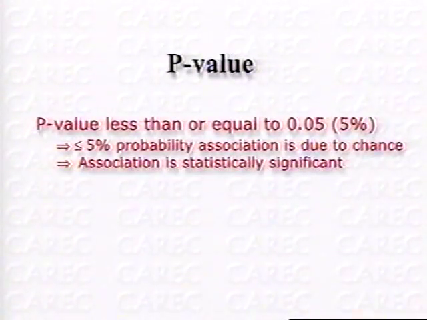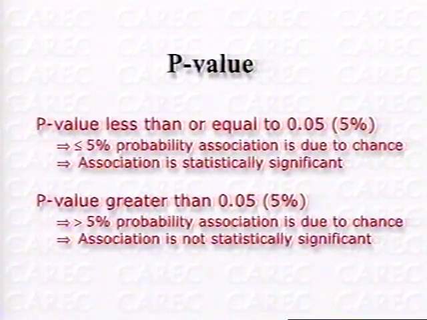A p-value of less than or equal to 0.05, or 5%, means that there is a 5% or less probability that the association was due to chance. So, we're almost sure that the association is real. In other words, it is statistically significant.